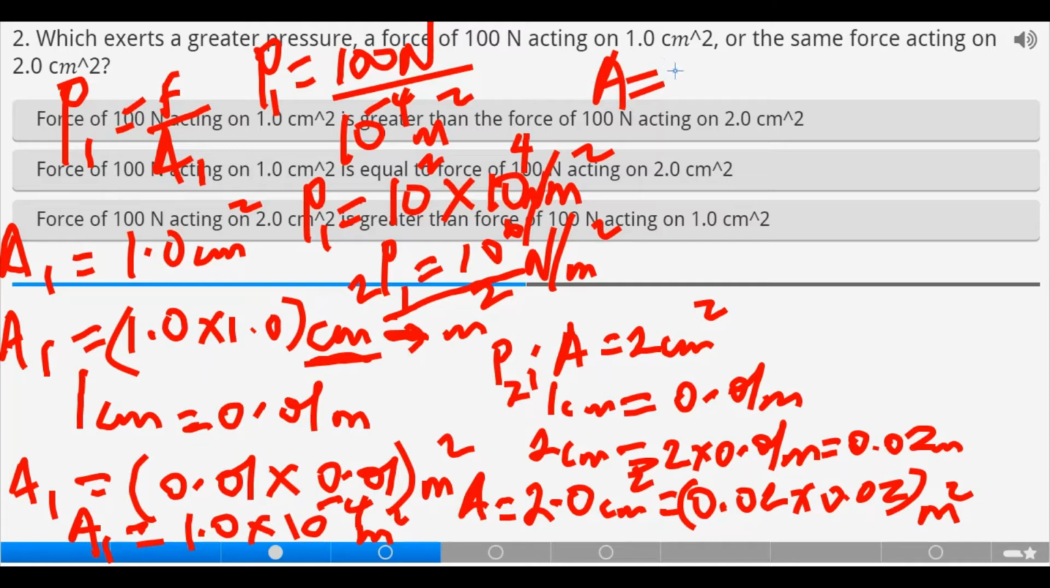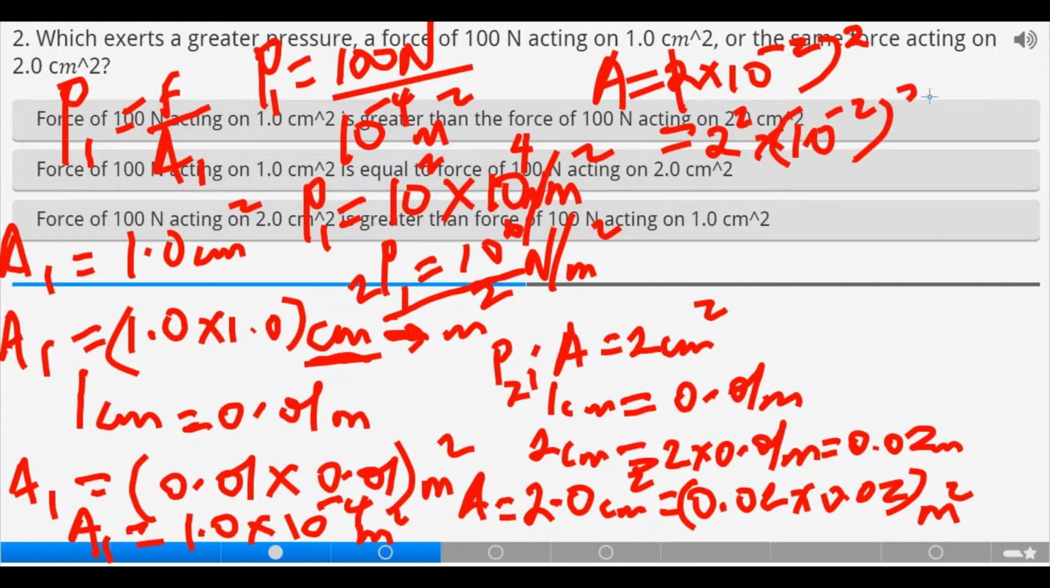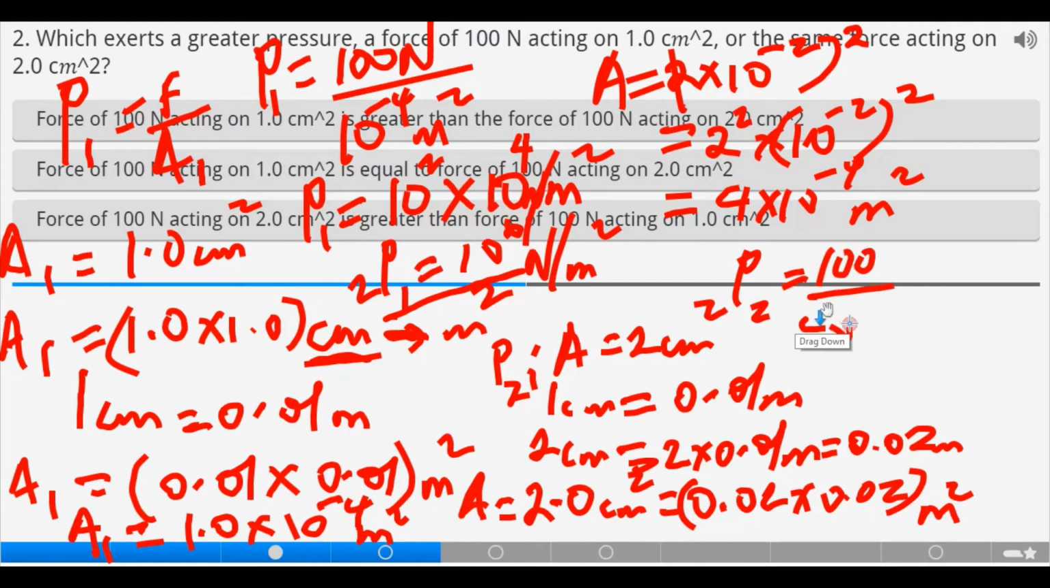And that gives area that will now be 2 times 10 raised to the power minus 2. You know, we are multiplying twice, all raised to the power 2. 2 raised to the power 2 times 10 raised to the power minus 2, all raised to the power 2. And that gives 4 times 10 raised to the power minus 4 meter squared. So the pressure now for P2, don't forget that 100 Newton can be written as 10 raised to the power 2. Or let me write it first, divided by, now we have 4 times 10 raised to the power minus 4. That will be 10 raised to the power 2.